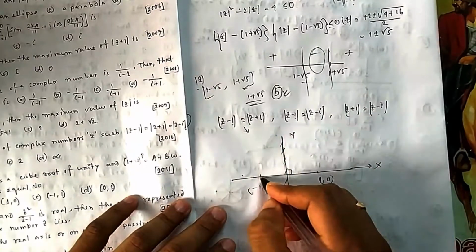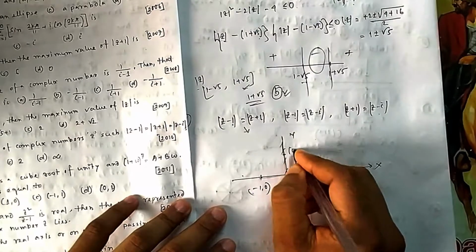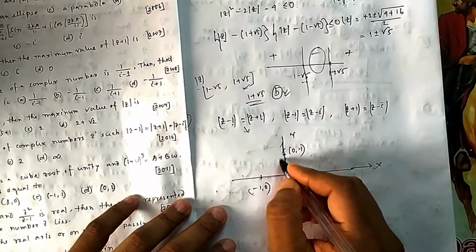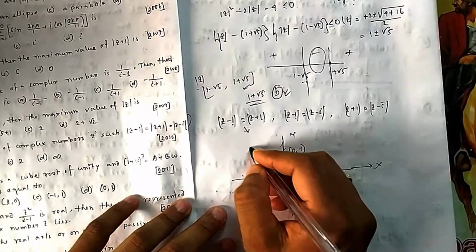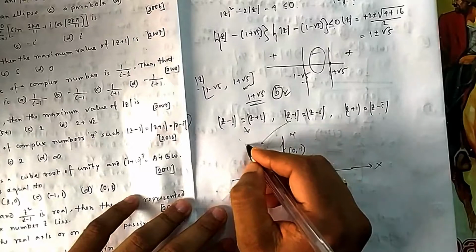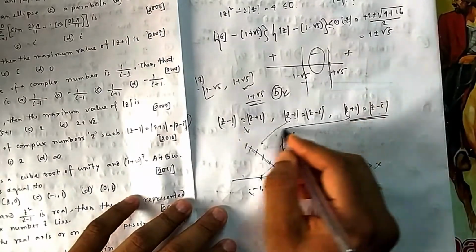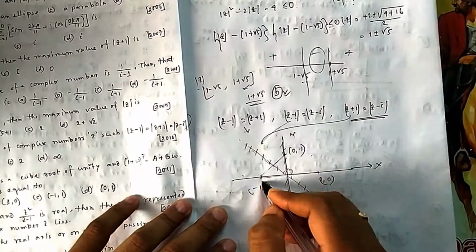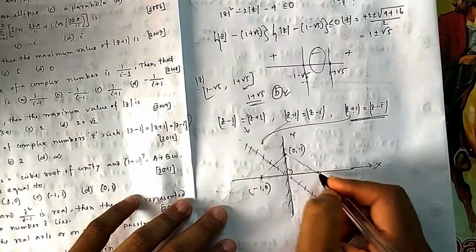And this one is minus 1, and the distance from minus 1 and the distance from i, which is (0, minus 1)... so the distance from these two should be equal. So that means your line should be the perpendicular bisector here. So this represents this line. Now this represents the distance between minus 1 and i, and this is the distance between 1 and i.